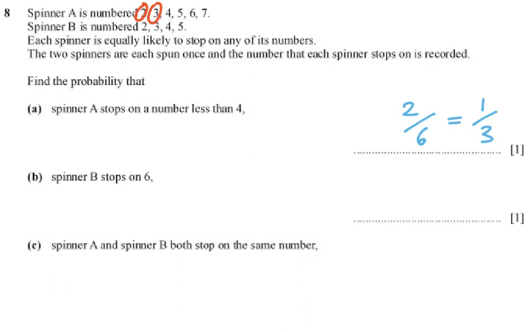Spinner B stops on 6. So what's the probability spinner B stops on 6? Well, it can't. There is no number 6 on the spinner B. So the probability of that then is going to be 0.